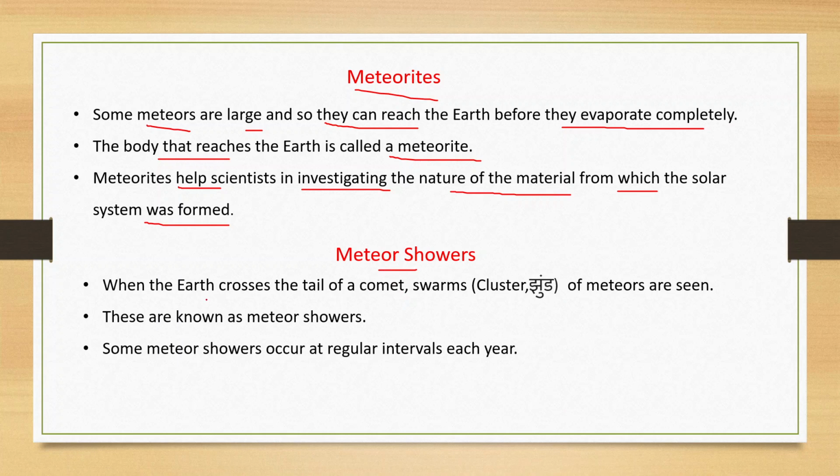Meteor showers. When the earth crosses the tail of a comet, swarms, clear? Swarms means cluster or jhund of meteors are seen. These are known as meteor showers. Some meteor showers occur at regular intervals each year.